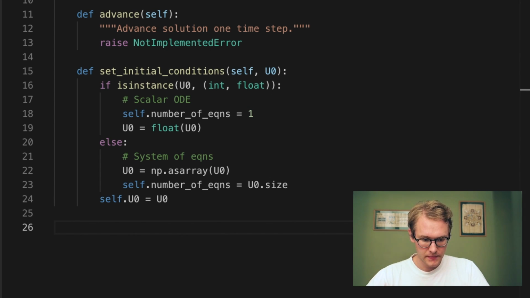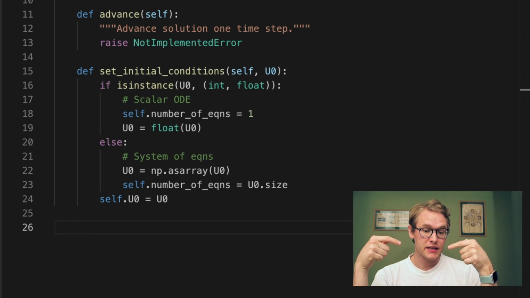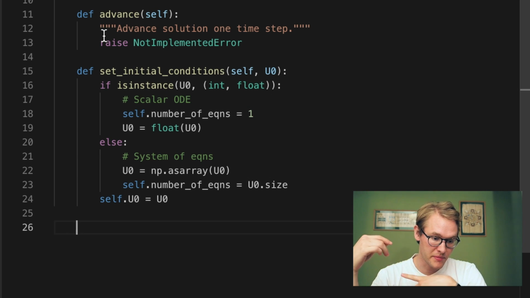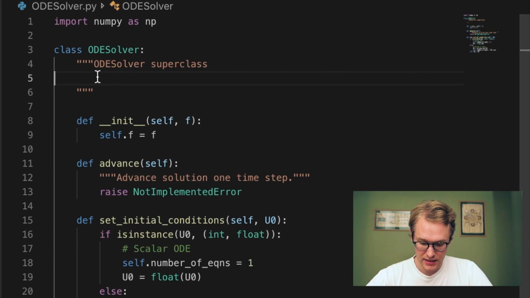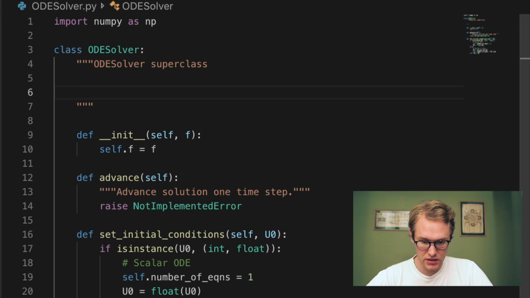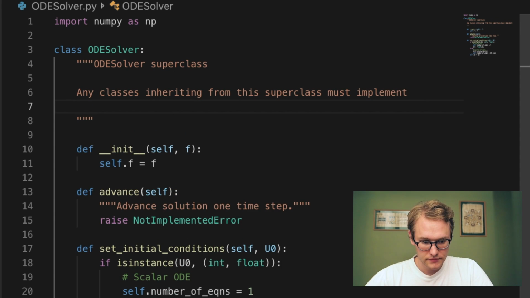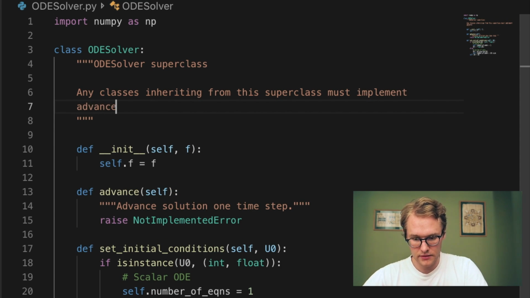And then we already have the advance method up here, but we need a method that actually solves the entire problem and calls this method repeatedly, and that can be in this superclass, this parent class. And just to make sure we know what we're doing, we'll write a little note. Any classes inheriting from this superclass must implement the advance method. Alright, save that.